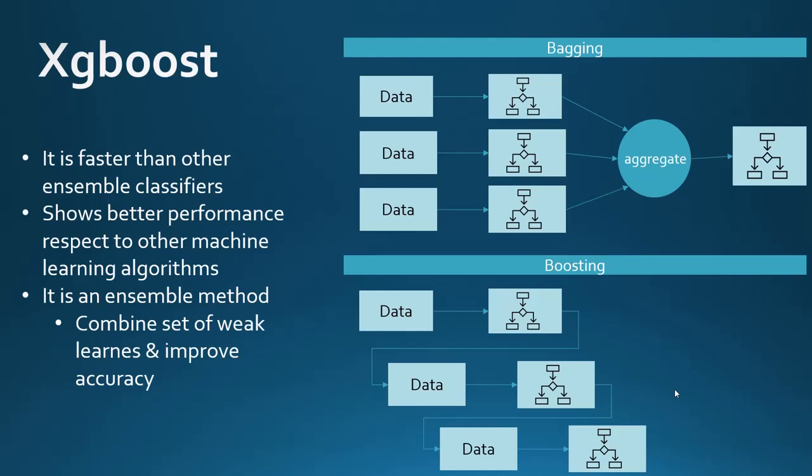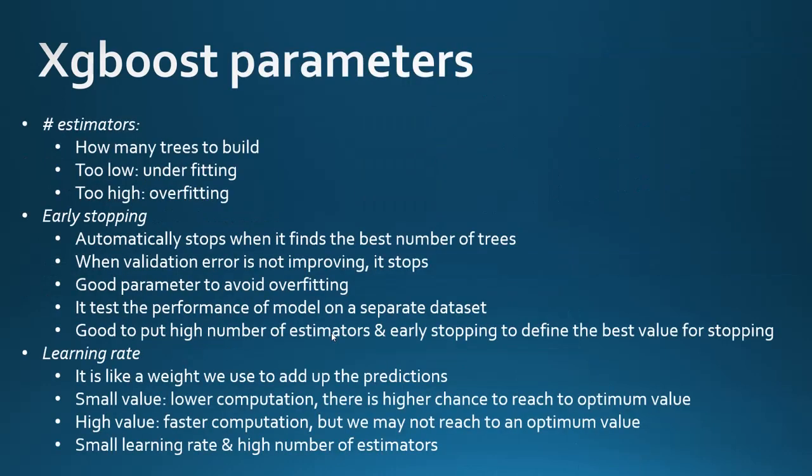So XGBoost, naturally, is going to have a better performance with respect to other machine learning algorithms, and it is normally faster, and it is an ensemble method, as I said. So it's a combination of weak learners, and the objective is to improve accuracy. We have various parameters in XGBoost. The main ones are these three parameters, which are the number of estimators, the early stopping, and the learning rate.